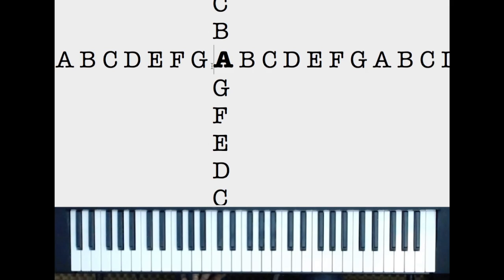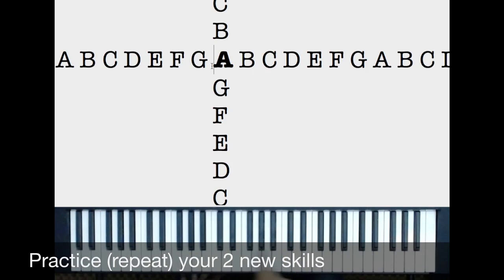All right, that is the end of this lesson. What you need to do is get good at saying A, B, C, D, E, F, G, A, B, C, D, E, F, G, and G, F, E, D, C, B, A, G, F, E, D, C, B, A.